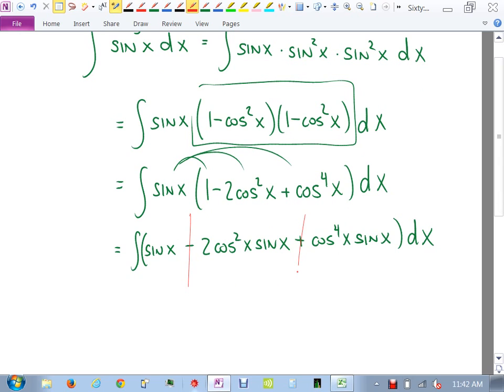The first integral, antiderivative sine, we're in business. The second one, basic substitution, u is cosine x. Third one, u is cosine x again. Wouldn't it make it 6? Negative.